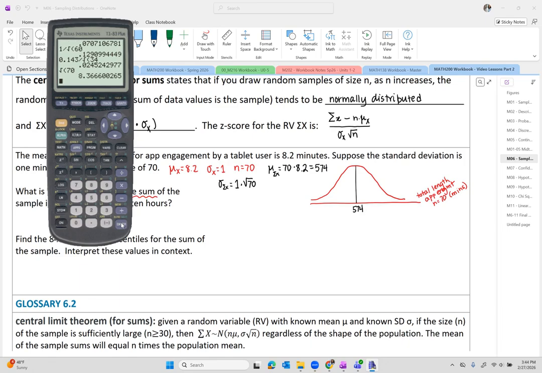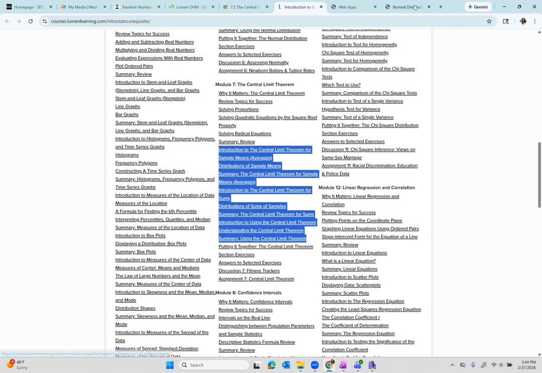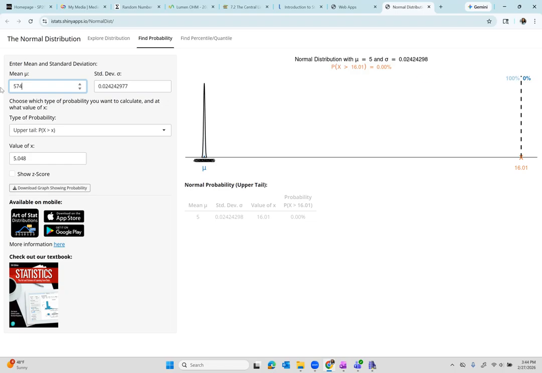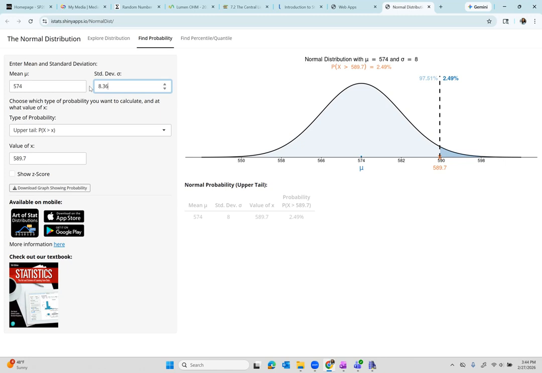And the answer is 8.3666, so approximately 8.3666 minutes. So every tick mark here for the sums will be approximately 8.3666 minutes. So let's go in Art of Stat and change our mean to 574 and change our standard deviation to 8.3666. And ideally you want to do more, but for now we will save some time.